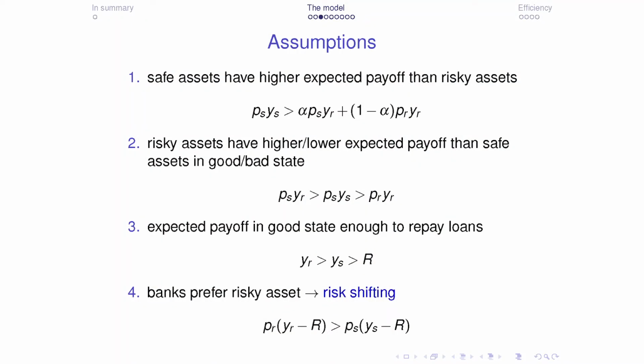So there are some assumptions here, on payoffs and probabilities, that are important for the results. First of all, the safe asset has a higher expected payoff than the risky asset. So if there is no information about whether the risky asset is superior or inferior, it's better to invest in the safe asset. If instead we have the information on whether the risky asset ends up being superior or inferior, then it's better to invest in the risky asset if it's superior and in the safe asset if it's inferior.